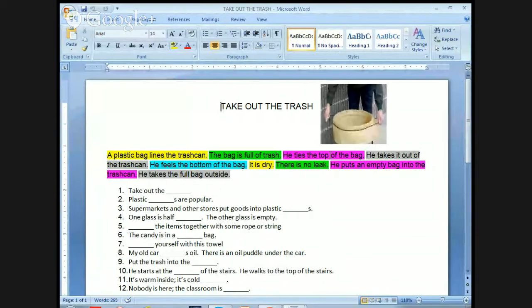A plastic bag lines the trash can. The bag is full of trash. He ties the top of the bag. He takes it out of the trash can. He fills the bottom of the bag. It is dry. There is no leak. He puts an empty bag into the trash can. He takes the full bag outside.